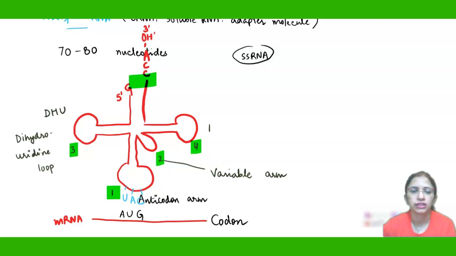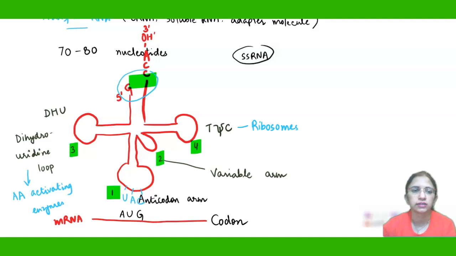This is our T psi C, and this would be the one that binds to the ribosomes during the process of translation, whereas the DHU loop has the function of binding to the amino acid activating enzymes. For now, you can just learn that this will bind to amino acid. Here AA means amino acid activating enzymes. Details of it will be discussed in the translation process.